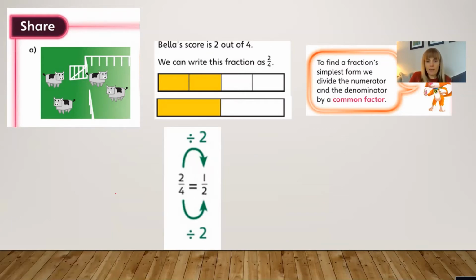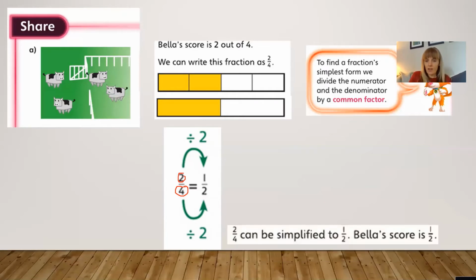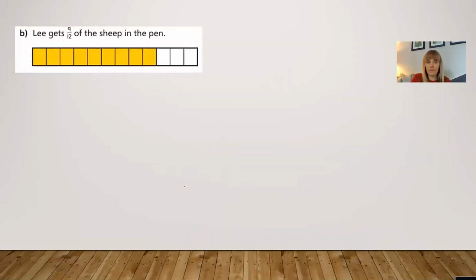Now, I often encourage people, when you're looking at this sort of question, if you look at the denominator and the numerator, so in this case here was our denominator, we had a 2, and our numerator was a 4. And I say to people, which times table are they both in? They're both in the 2s, which means we could divide them both by 2. And that's a really straightforward way of thinking. What's a common factor? What can I divide them both by? So 2 quarters can be simplified to a half. Bella's score is 1/2.